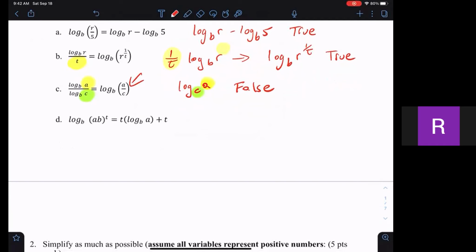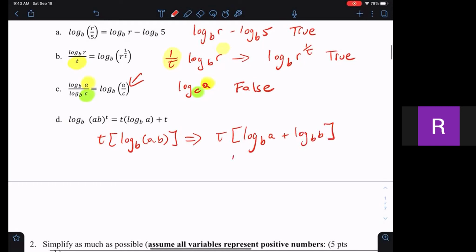Here, this is true. This is the thing I was explaining to you in the previous video, but it's a little different, because in the other video it was like this, but this time it's not like that. So we can use the power rule here. So this is t log base b of ab, and now we need to expand this. Because I have a product, I can use the sum. So log base b of a plus log base b of b, and you know that that's going to be 1. So this is t log base b of a plus 1 times t, which is just t. So in this case, this is true.